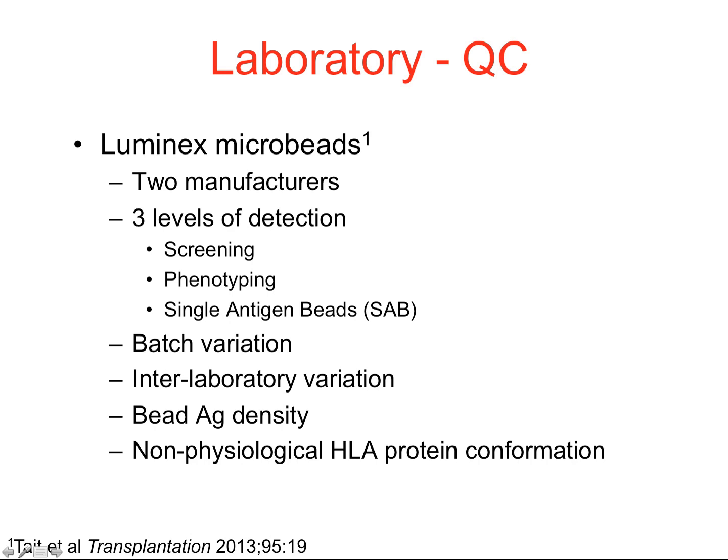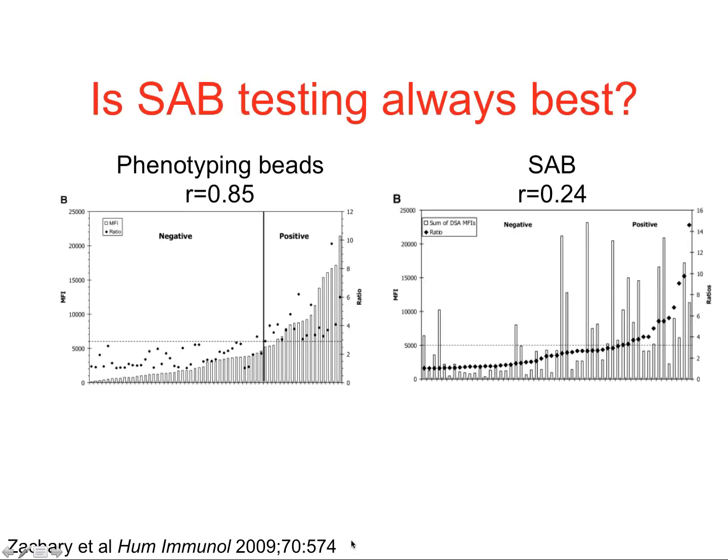As I've mentioned, there are 3 levels of detection. There are the screening beads for class 1 and class 2, the phenotyping beads where you have an HLA haplotype on each bead, and then the single antigen beads. There are issues with batch variation, with interlaboratory variation, with the bead antigen density. So we know that the antigen density on the CW beads is not the same as the antigen density on the A and B beads, for example. And then, as mentioned, you can get non-physiological conformation of the HLA proteins. Now, I would encourage you to read this review, which describes all this in more detail.